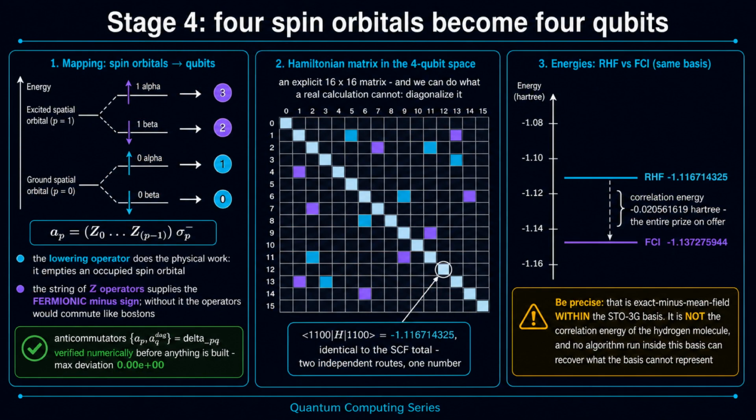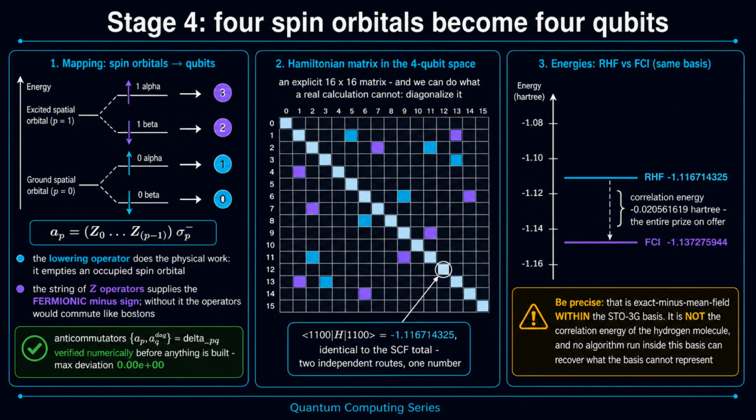4 spin orbitals become 4 qubits. The Jordan-Wigner transformation writes each annihilation operator as a lowering operator times a string of Z operators on the lower index qubits, and that string supplies the fermionic minus sign. Substituting gives an explicit 16 by 16 matrix, and we can do what a real calculation cannot: diagonalize it. The Hartree-Fock determinant sits on the diagonal at exactly the self-consistent field total, validating the whole chain.